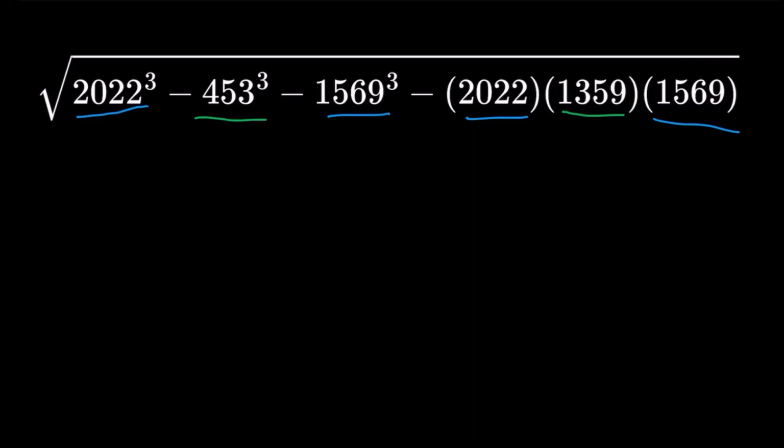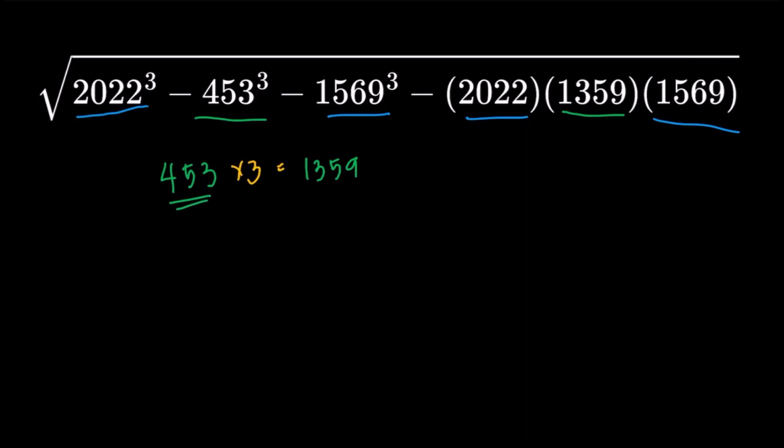Now, the blue numbers are the ones that appear more than once in the given. So the 2022 and the 1569 appear twice. So there might be something to those two numbers. Now, the other two numbers, the 453 and the 1359, only appear once. Now we could try to play around with these numbers, maybe work on the addition, subtraction, multiplication, and division, and you will realize that 453 times 3 is equal to 1359. So these two green numbers are technically linked by 453. So there might be something interesting about the 453.